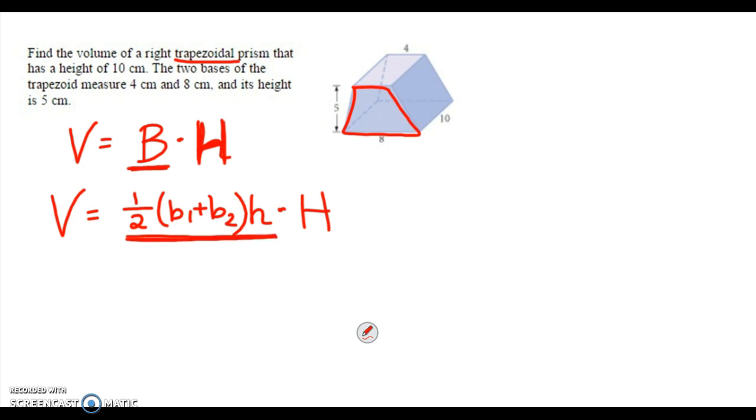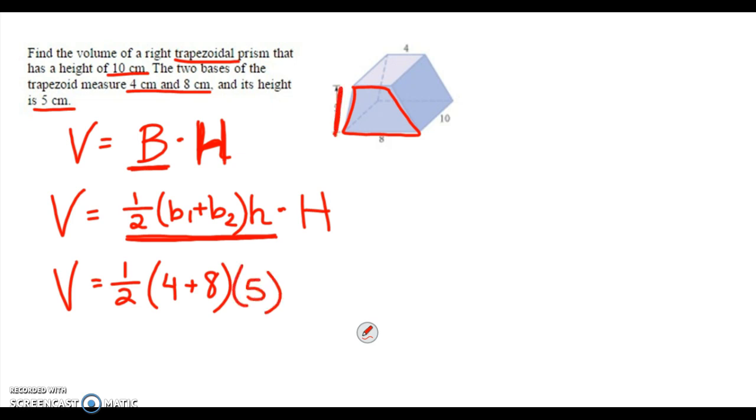Okay, and then they gave us some key things to plug in. They gave us the two bases of our trapezoid, which are 4 and 8. They gave us the height of the trapezoid, which is 5. And then they gave us the height of the solid, which is 10.